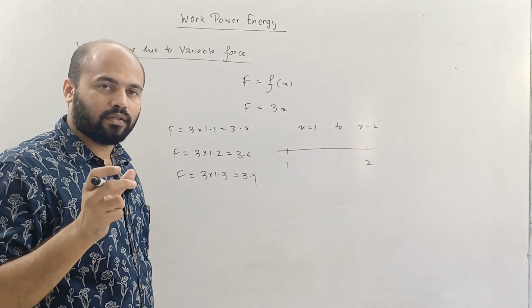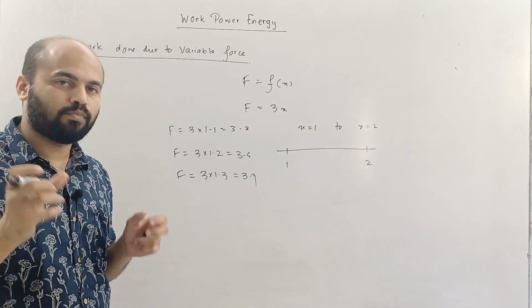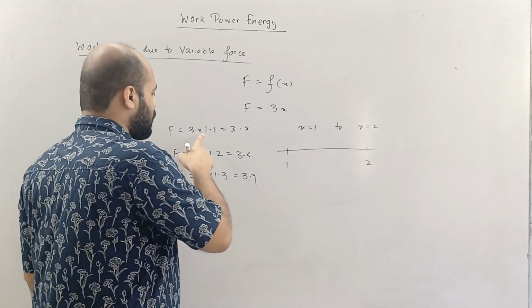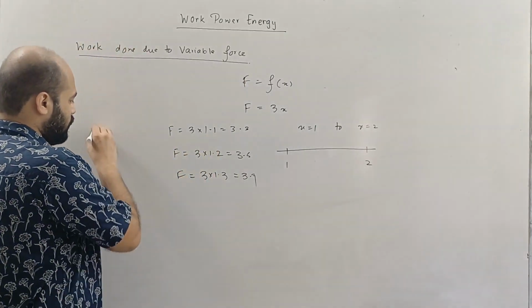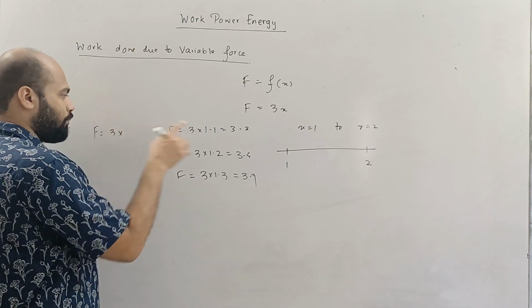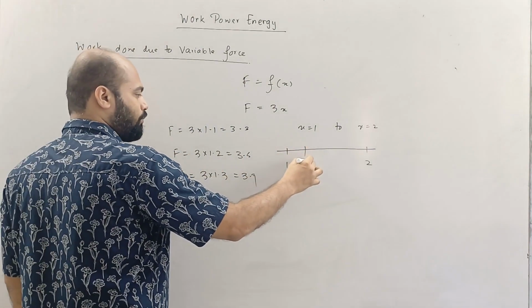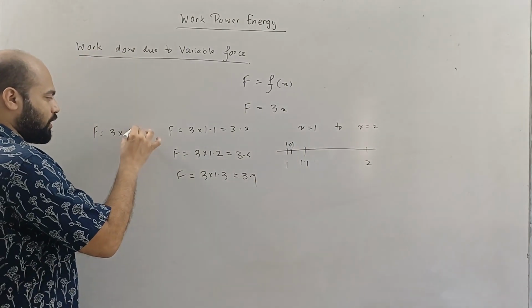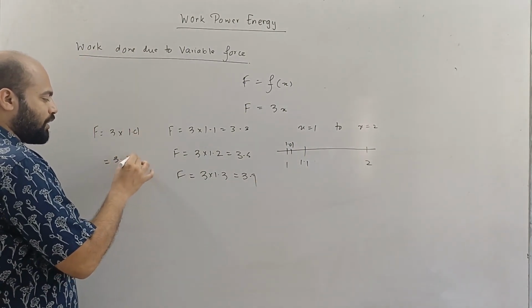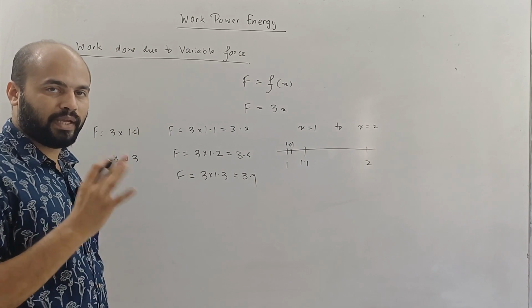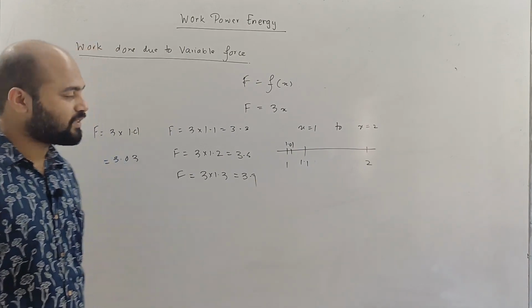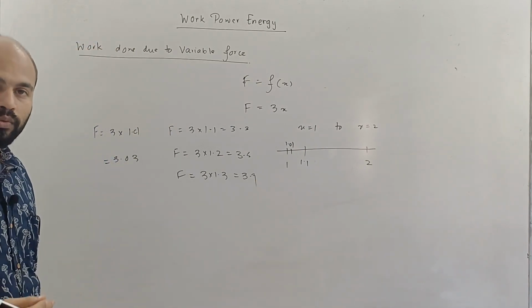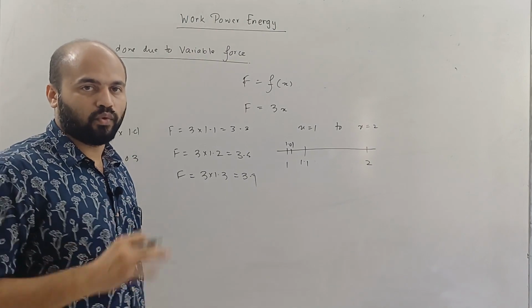Even if I try to classify this into smaller intervals, let us say now I'll go to 1.01. If I do 1.01, what I'll get is 3.03. Here also the force is varying constantly. So which means that we need to find a way out now to tackle this variable force.